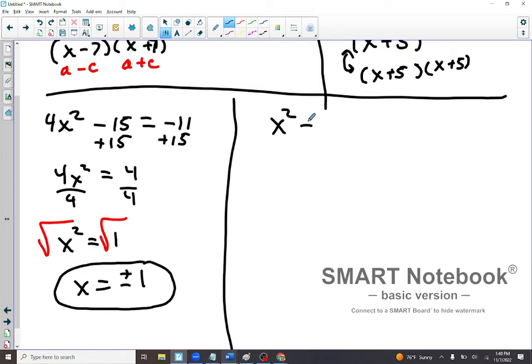x squared plus 3 equals, let's say, 2. Minus 3 on both sides. x squared equals -1. Now I square root both sides. What's my issue? You can't square root a negative. So for this test, it will be no solution.